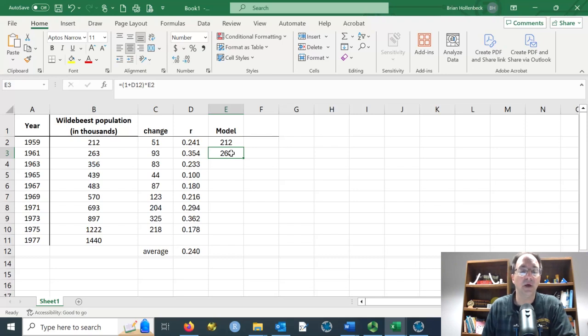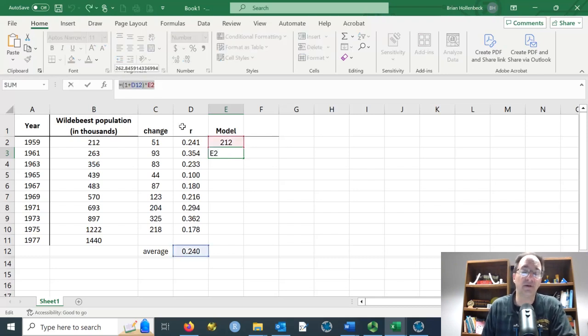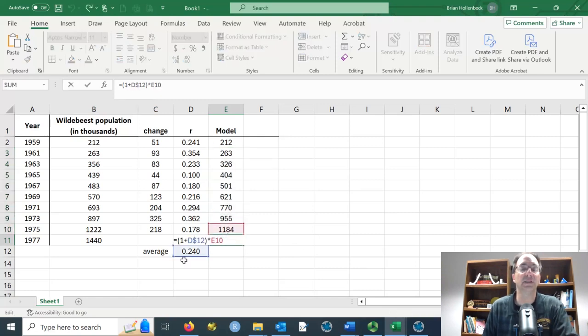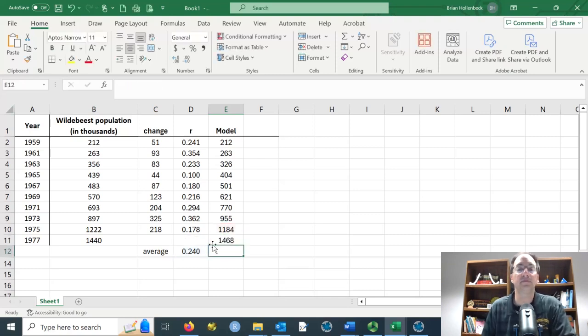stay that great. Remember, in Excel, we have to put dollar signs around any cells that need to remain constant, and D12 is one of those, because when I drag this formula down, I don't want the D12 to change. And so sure enough, when I come down here, I have 1 plus D12 times E10, which is exactly what I want for my difference equation model.